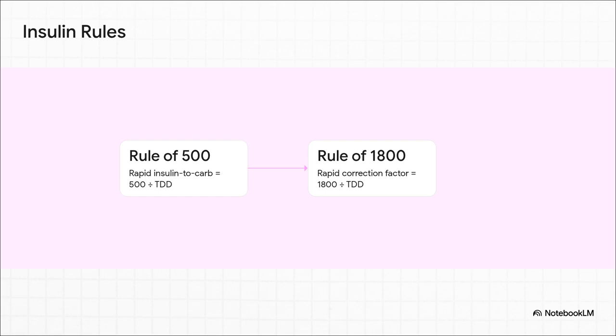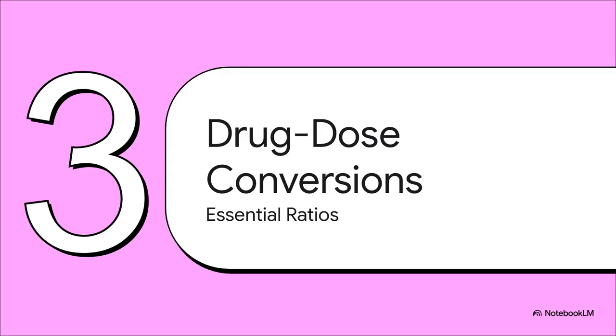Step 2 is the rule of 1800 for the correction factor. 1800 divided by 40 is 45. This means 1 unit of rapid-acting insulin will drop their blood glucose by 45 points. Super practical stuff here. Moving on to Section 3, Essential Drug Dose Conversions.